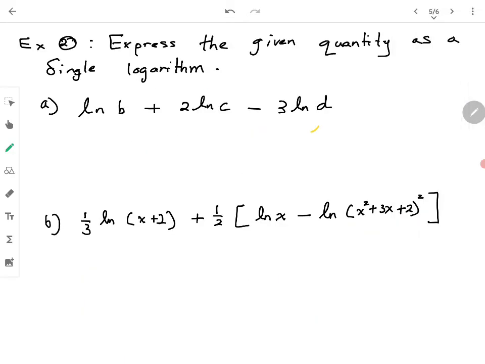Then the next two, you are given an expression involving more than one log term. You need to express it in a single log term. So for these types of questions, first thing you need to do is, if there's a number in front of the log term, using the exponent rule, move the number inside. So here I can move any number in front of the log into the argument, into the exponent position.